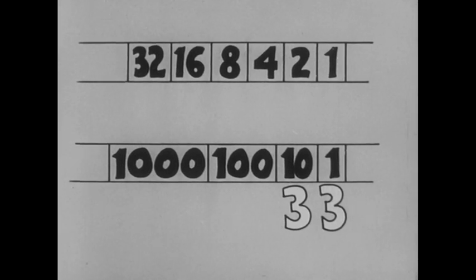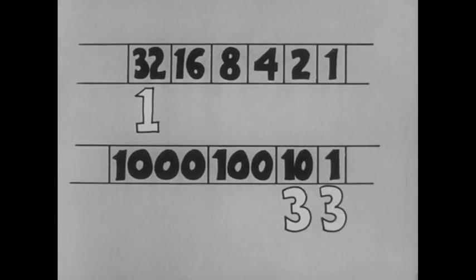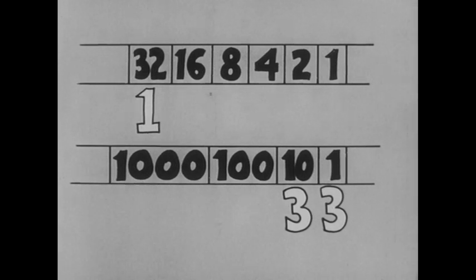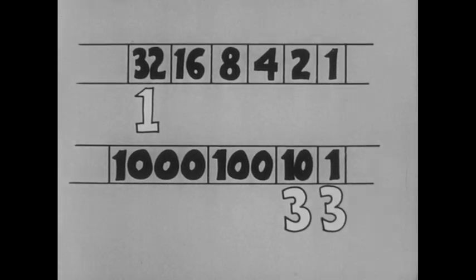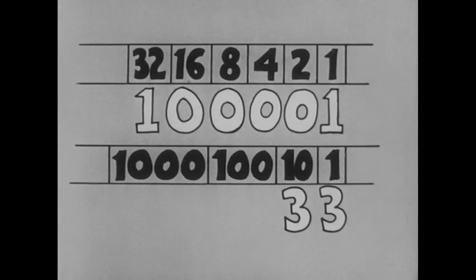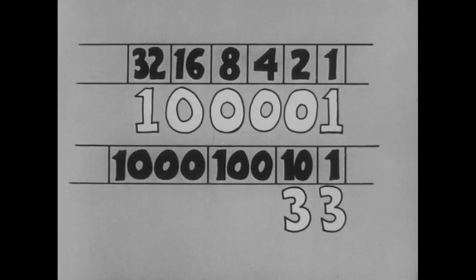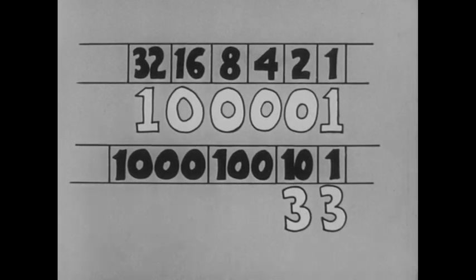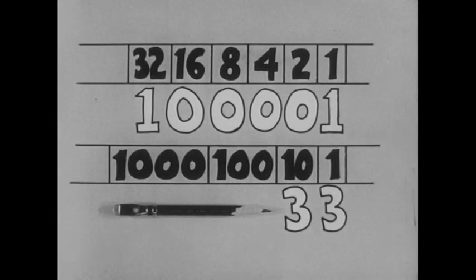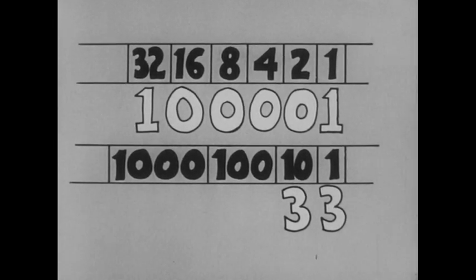In the binary system, 33 is written with a 1 in the sixth position. This has a value of 32, and a 1 in the first position, which has a value of 1. 32 and 1 equal 33. This may seem like a terribly awkward way to express numbers, and it is when you're using pencil and paper, but it isn't when you're using an electric voltage.